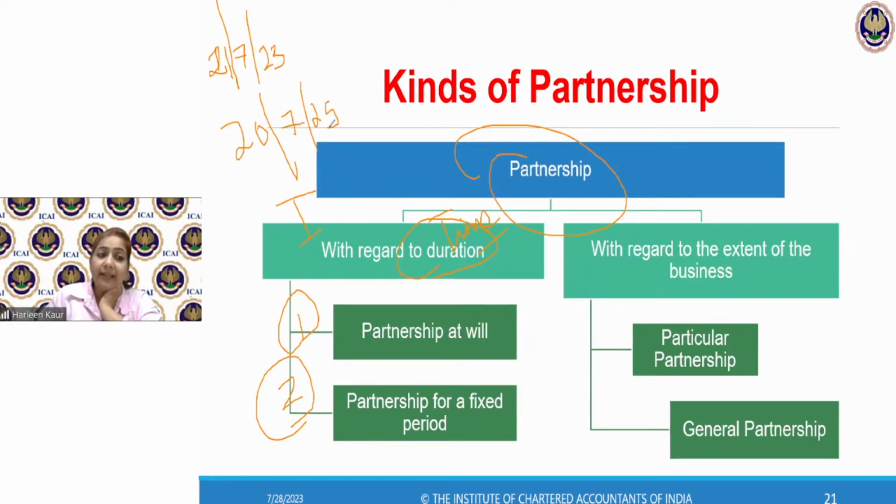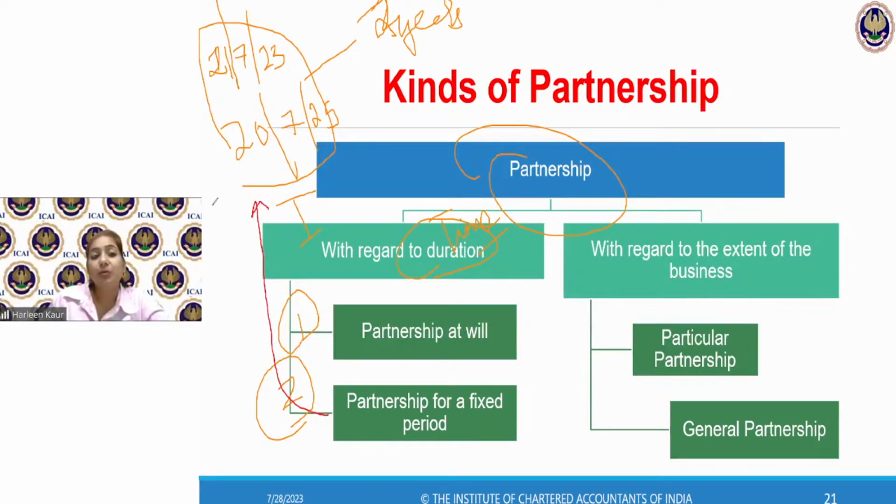A and B decided, let's start a business together on 21st July, and we will do this business for 2 years. So now they have signed a contract and they have held each other liable for 2 years time period. Can you say we have fixed the time period? So what will you call this kind of partnership? Law says this kind of partnership is known as partnership for a fixed period.